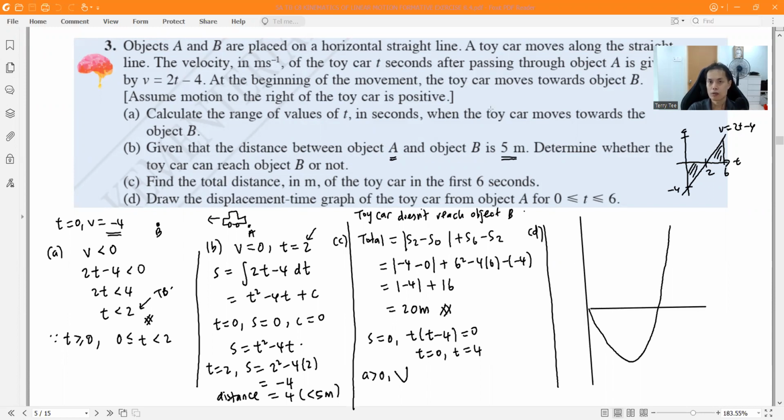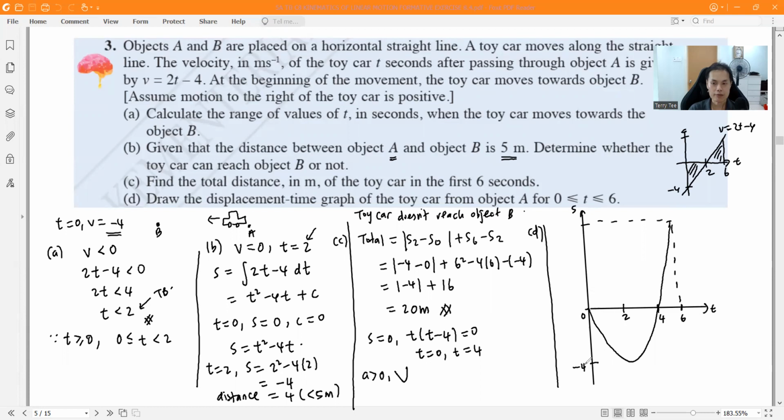Now this is your vertical axis, your displacement. The line is not very straight, but it's okay. So this is your displacement, and this is 4, this is 6, this is t. We have all the information that we needed, because we already know that the toy car changes direction when t equals 2. Initially it goes to the left, and then it reaches a maximum distance to the left of -4. So it never really reached point B.